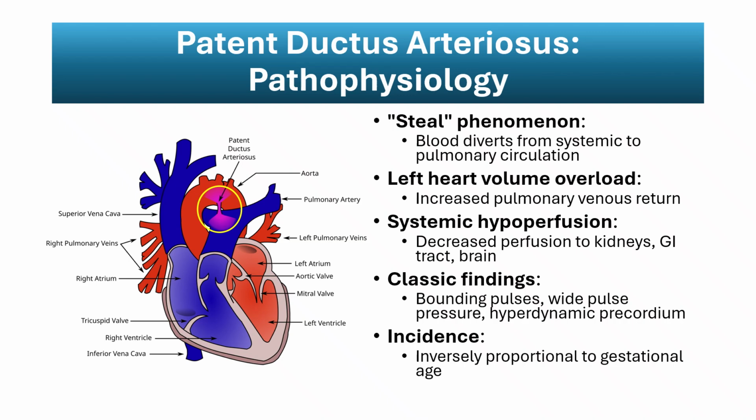Extra blood returns from the lungs to the left atrium and ventricle, forcing them to handle increased preload and stroke volume. Over time, this can cause dilation and dysfunction if the shunt is large. Meanwhile, systemic organs experience hypoperfusion. The kidneys, gastrointestinal tract, and even the brain may receive reduced blood flow, which helps explain the association of PDA with complications like necrotizing enterocolitis and intraventricular hemorrhage in preterm infants.